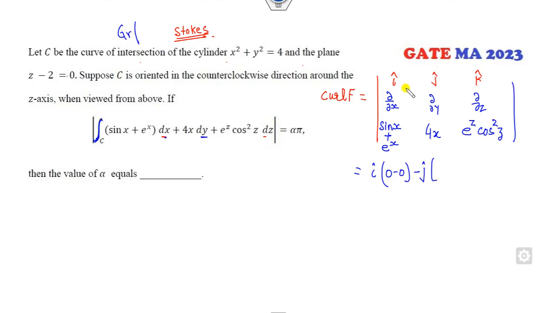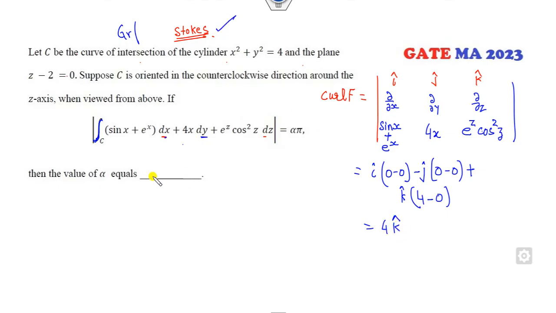Minus j cap, j cap x: there is no x, so 0. There is no z, so 0. Plus k cap. The k cap partial derivative with respect to x is 4. With respect to y there is no term, so it is 0. So that is my 4 k cap.